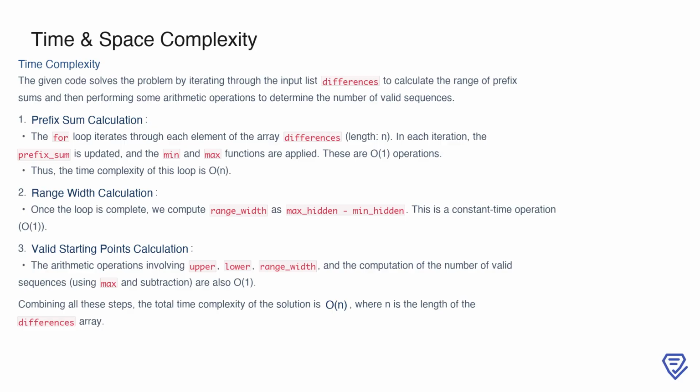Finally, we compute the number of valid starting points for the hidden sequence. This also involves a few arithmetic operations, such as subtraction and the use of the max function, all of which are O(1). When we combine these steps, the overall time complexity of the solution is O(n), where n is the length of the differences array.